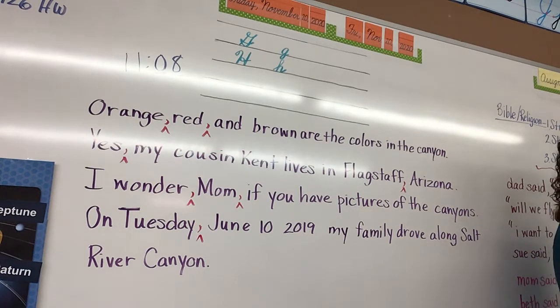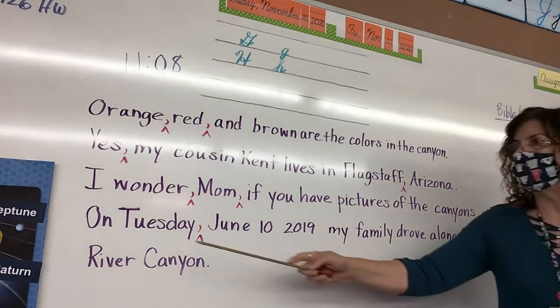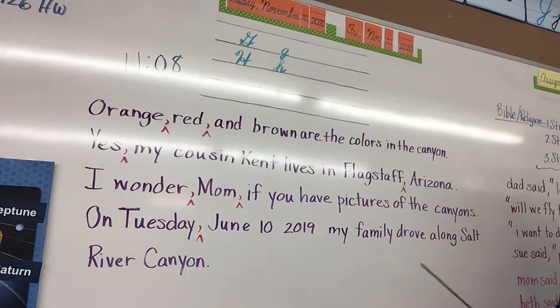Where else do I put a comma? Okay, I'm not even on that sentence anymore, hon. I am on Tuesday, June 10th, 2019. My family drove along Salt River Canyon. Say again? You have to have a reason to put a comma. You have a rule for why to put it after family?